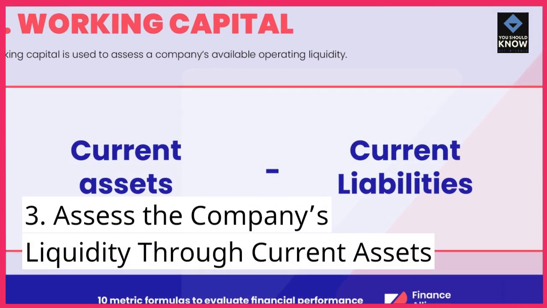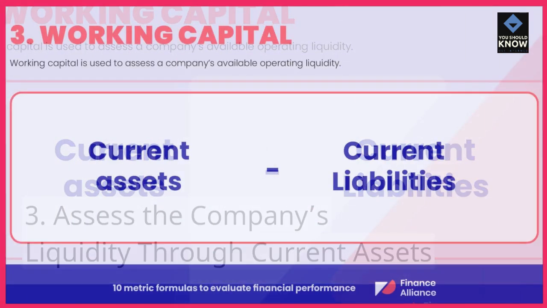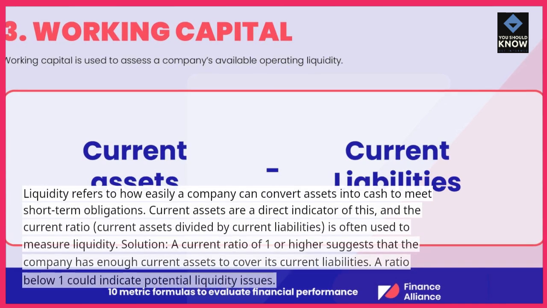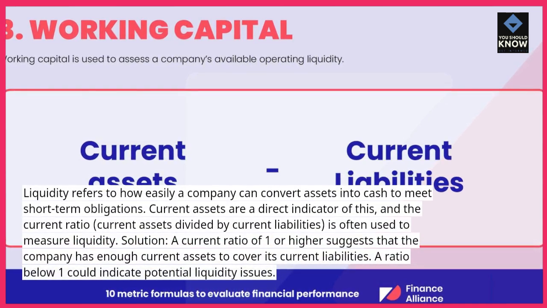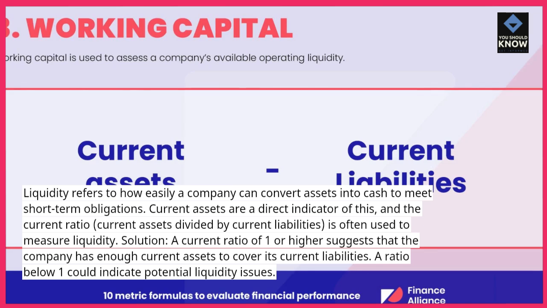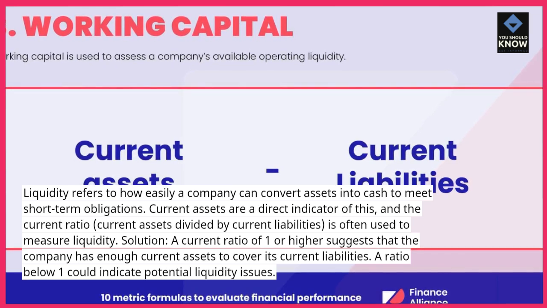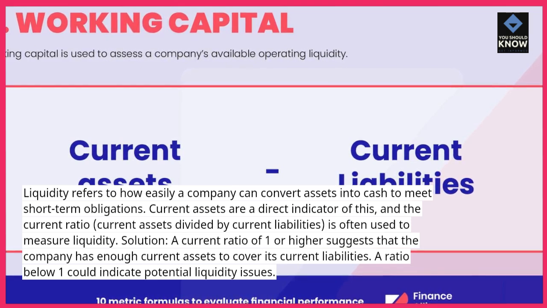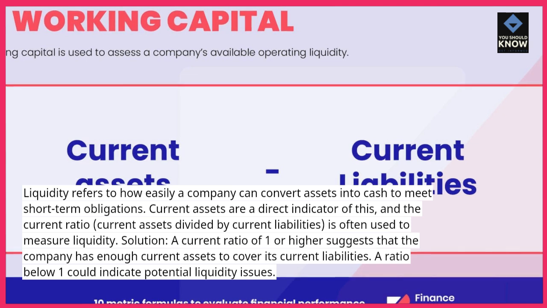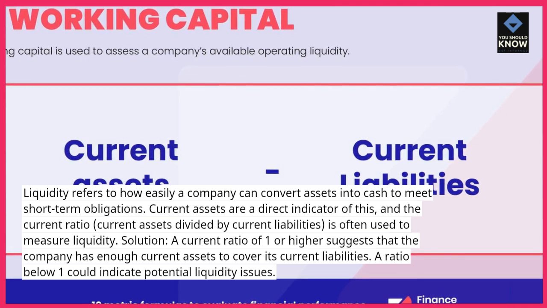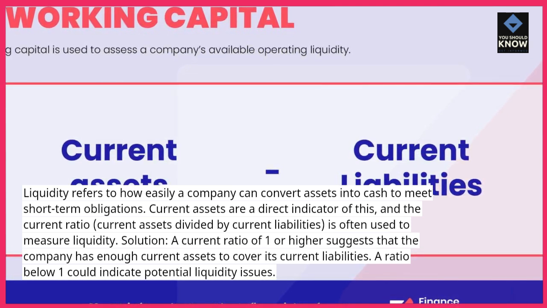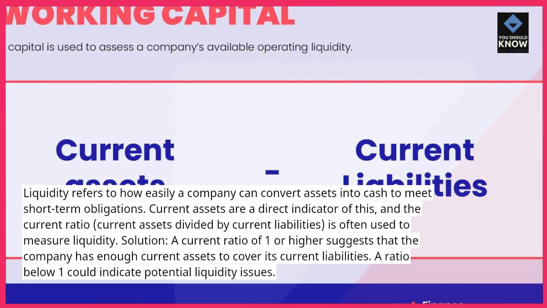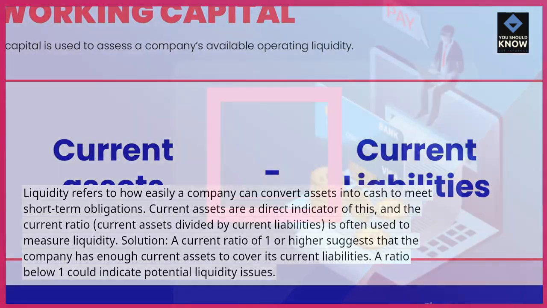3. Assess the company's liquidity through current assets. Liquidity refers to how easily a company can convert assets into cash to meet short-term obligations. Current assets are a direct indicator of this, and the current ratio, current assets divided by current liabilities, is often used to measure liquidity. Solution: a current ratio of 1 or higher suggests that the company has enough current assets to cover its current liabilities. A ratio below 1 could indicate potential liquidity issues.